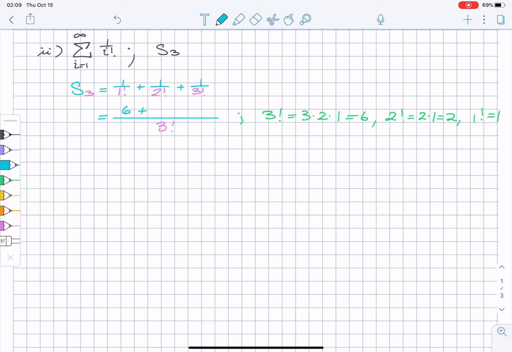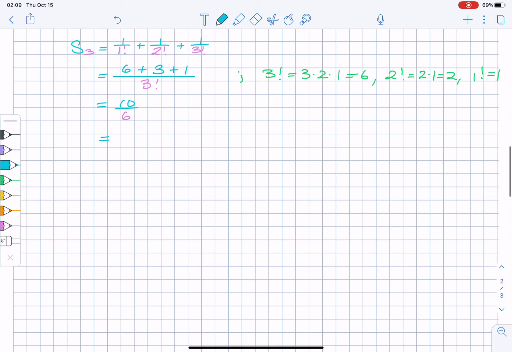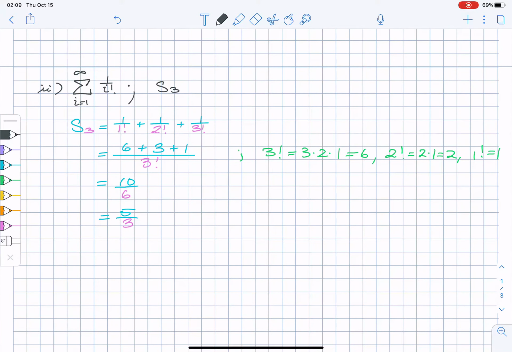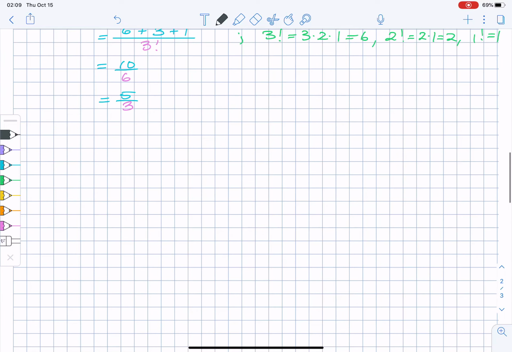What is 6 divided by 2? That's going to be 3. And what is 6 divided by 6? That's going to be 1. So I claim that those are the numerators. Okay, so let's go ahead and see what we have here. 6 plus 3 plus 1 is 10. Divided by 3 factorial, we know is 6. Each of those is divisible by 2. So 2 goes into 10 5 times, and 2 goes into 6 3 times. There we are. So the third partial sum of that series is 5/3. Third time's a charm.